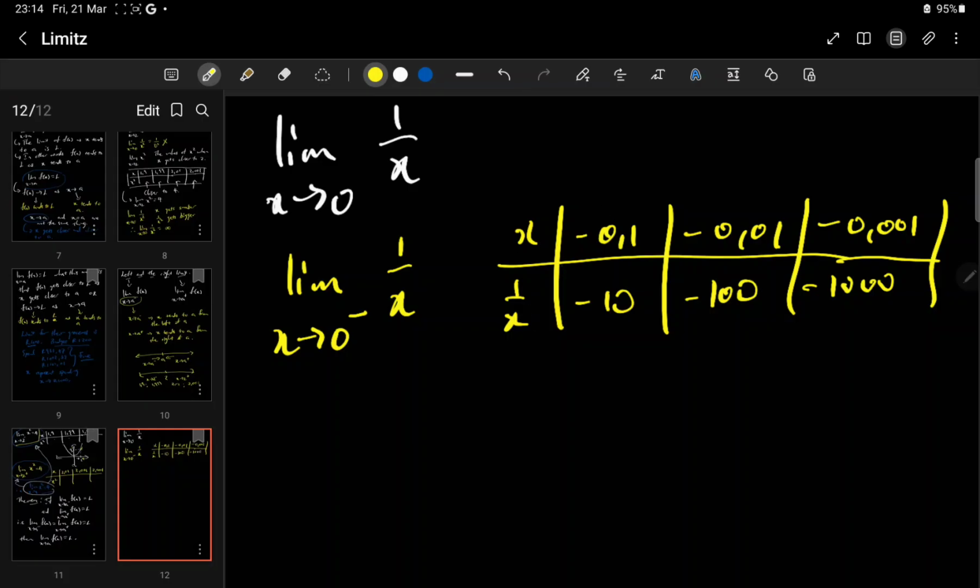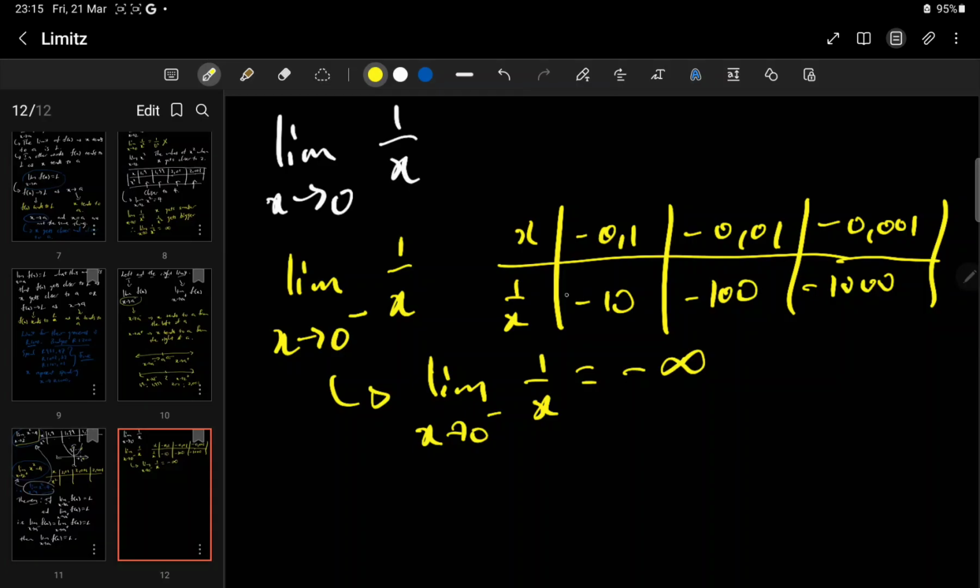So what do you see here? We see that when we approach 0 from the left, the numbers become negatively big. Is that even right to say negatively big? But you can see that the numbers are becoming bigger but on the negative side. So this is minus infinity, right?